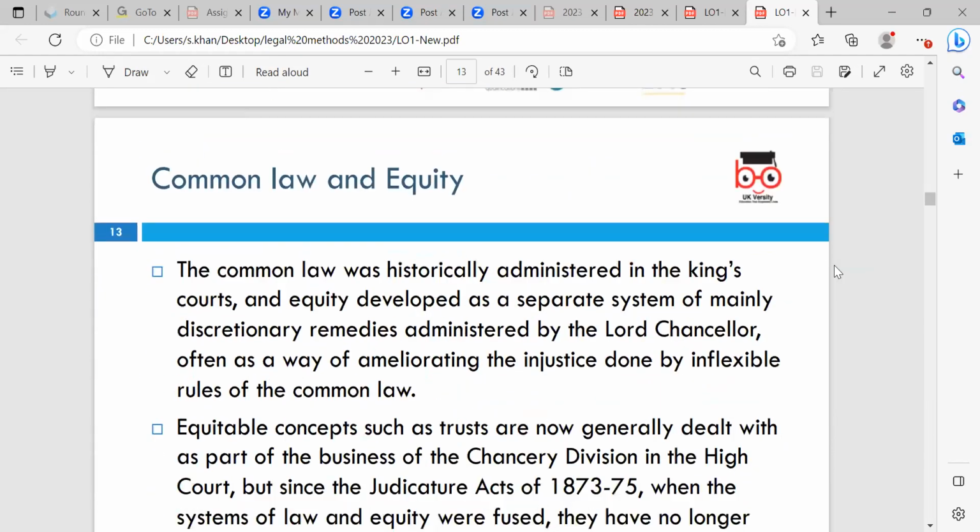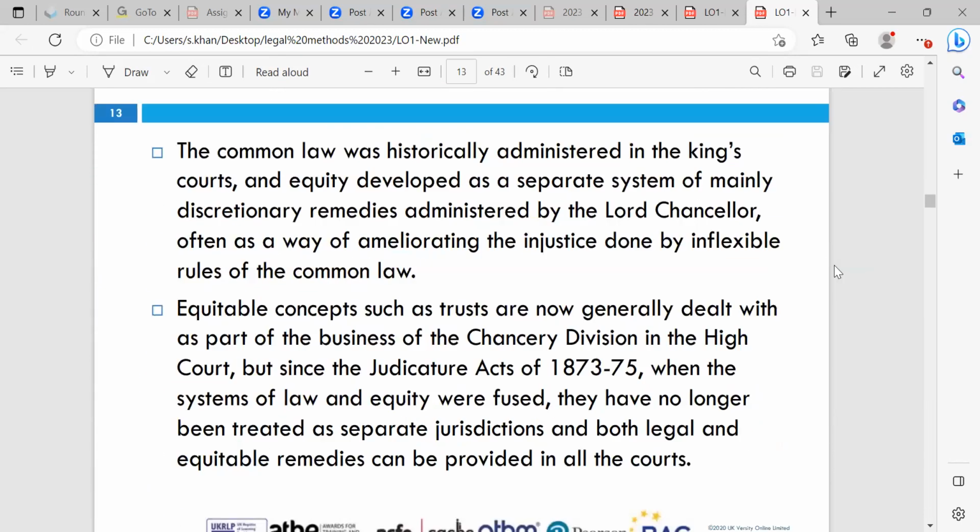Then we've got common law and equity. The common law was historically administered in the King's Court, so it developed over the King's Court, and equity developed as a separate system of mainly discretionary remedies administered by the Lord Chancellor, often as a way of ameliorating the justice done by inflexible rules of common law. So because there were not enough remedies in common law, equity needed to be introduced, okay? And equity brought in new remedies.